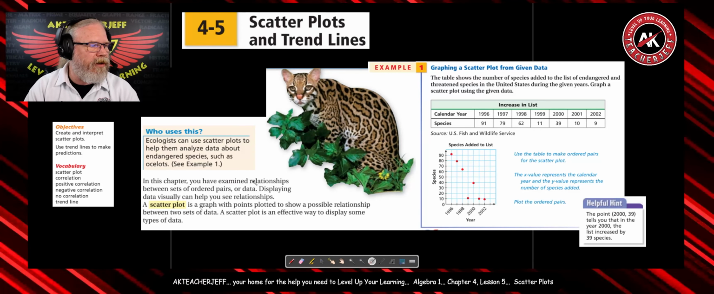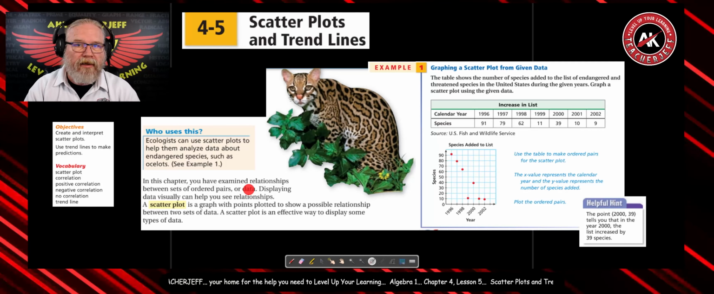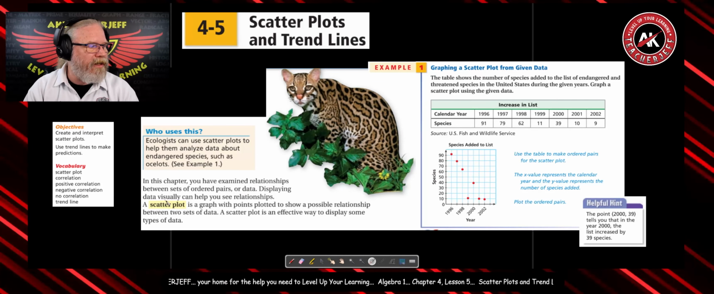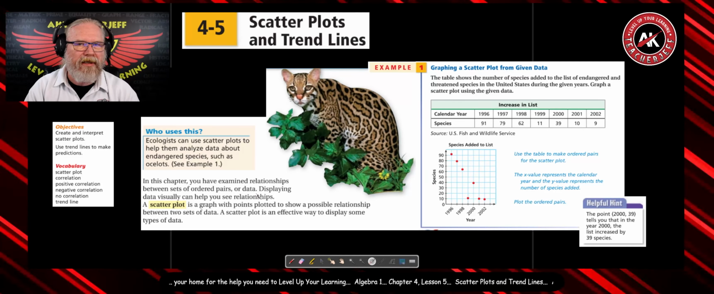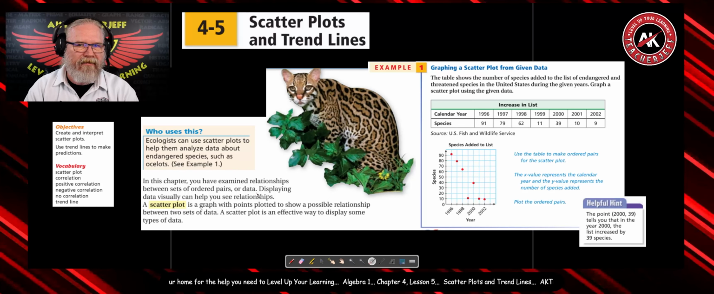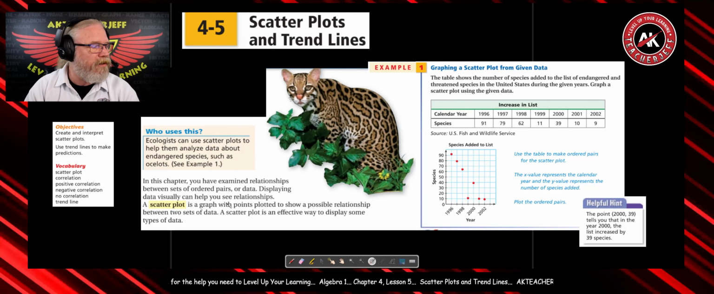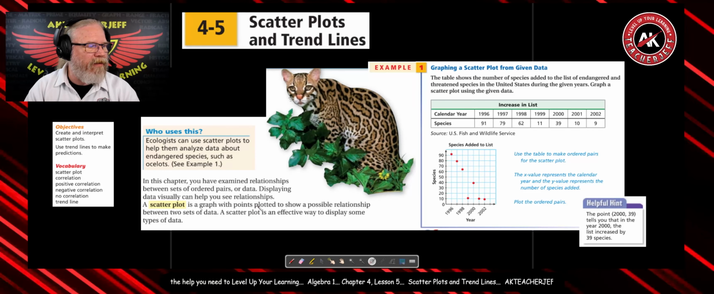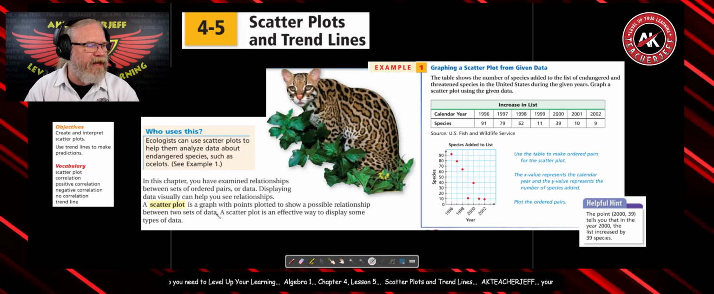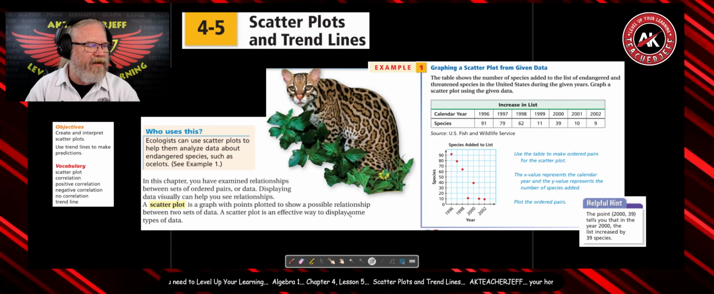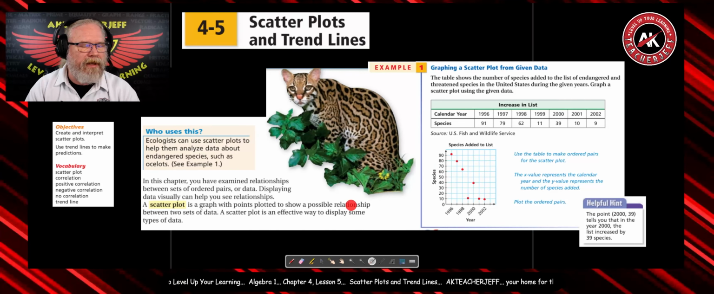So in this chapter, you have examined the relationships between sets of ordered pairs that we also call data. Displaying data visually can help you see relationships. That's the whole idea of making graphs, is that we can see the data visually represented so we can make some sense of it and hopefully make some predictions. A scatter plot is a graph with points plotted to show a possible relationship between two sets of data. A scatter plot is an effective way to display some types of data. And the key is about a possible relationship.